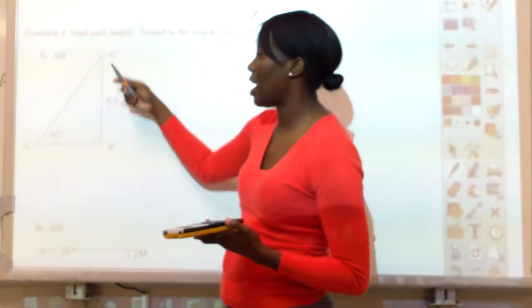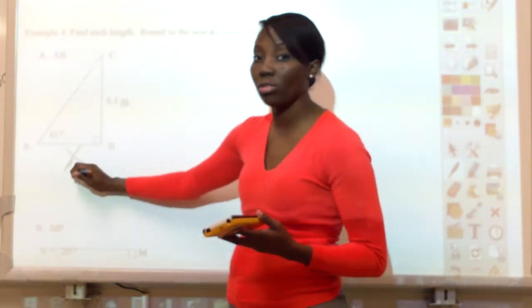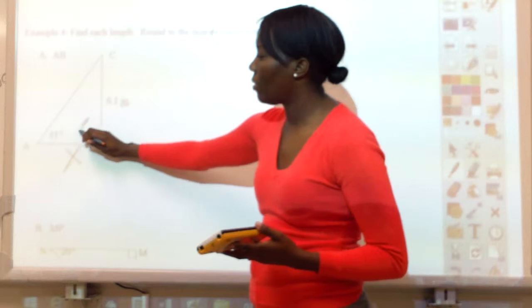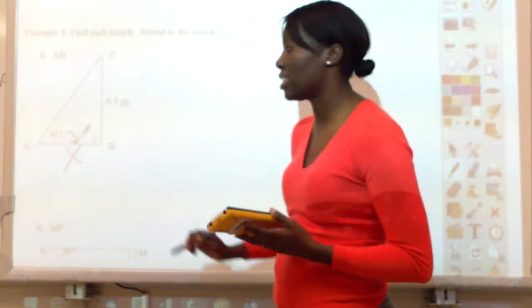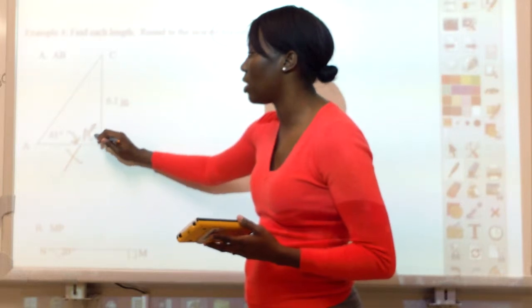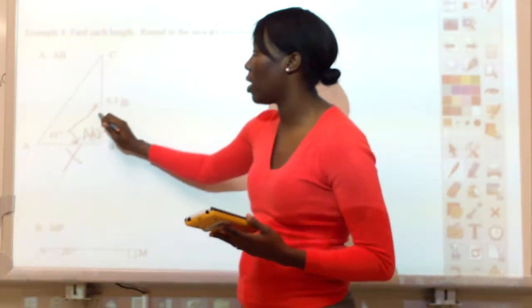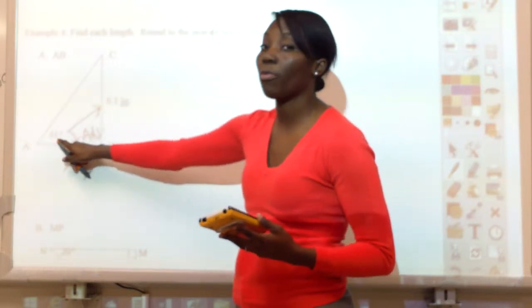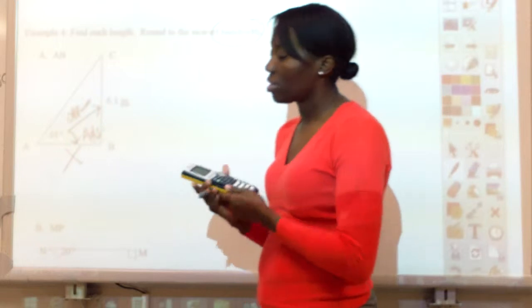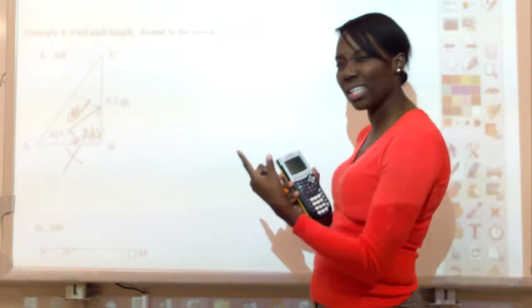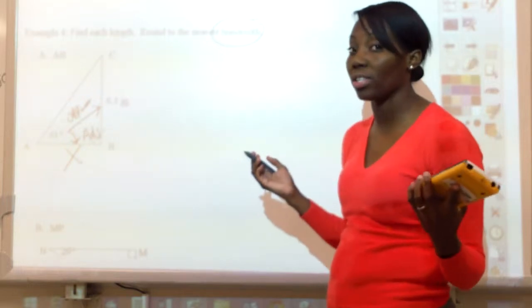It wants us to find AB. So if we notice AB's right here, that's our unknown, so I'm going to put x right there. And right next to the 41, that is an adjacent angle. I'm going to label it just so I know that's my adjacent. And they also gave me 6.1. And in regards to the 41, it's across from it, so that's the opposite. So when I look at that, I have an opposite side and I have an adjacent side. Which trig function does that use?